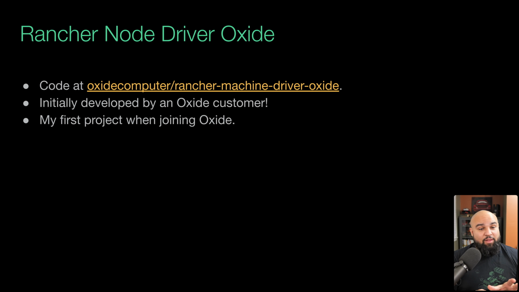And the fun fact about this was initially developed by an Oxide customer, and Oxide took over maintainership. This was actually my first project when joining Oxide. It was, hey, Matt, here's a pull request with this Rancher machine node driver thing. Go have fun, go look at it, see what's going on. And I did.